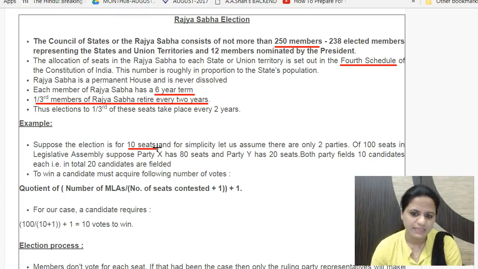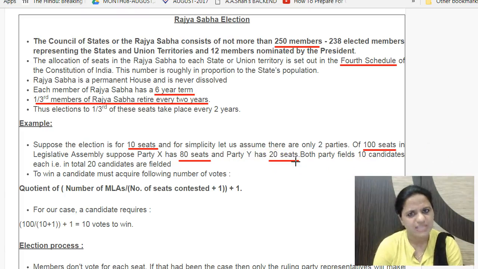In this case, there will be a political party which is in power. Suppose this legislative assembly has 100 seats. And suppose one party has 80 seats, a huge majority in the house. Even if this particular party has 80 seats and has formed the government in that state, the opposition party has 20 seats. For simplification, a two-party system is being taken as an example.